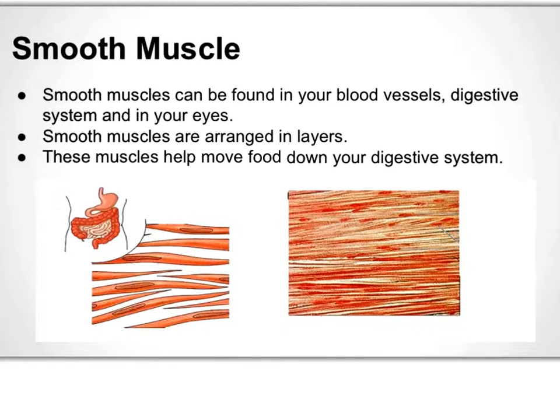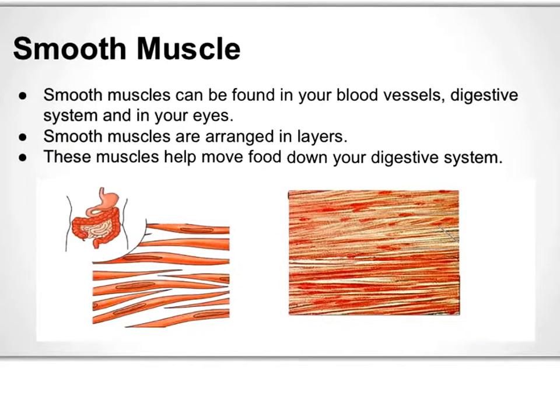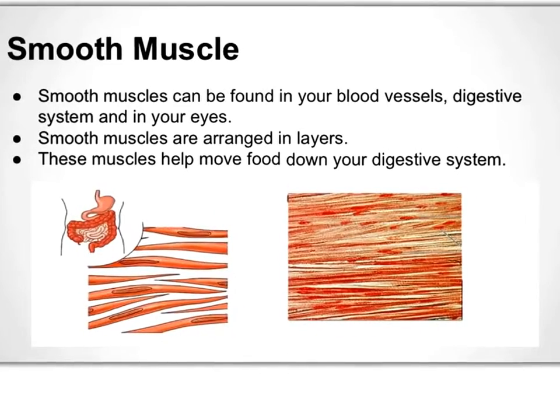These muscles are arranged in layers. Each layer runs in the opposite direction of the last. This allows the muscles to contract in all directions. This makes it possible for smooth muscles to move food down your digestive system. These muscles are called smooth muscles because they look smoother than other muscles.